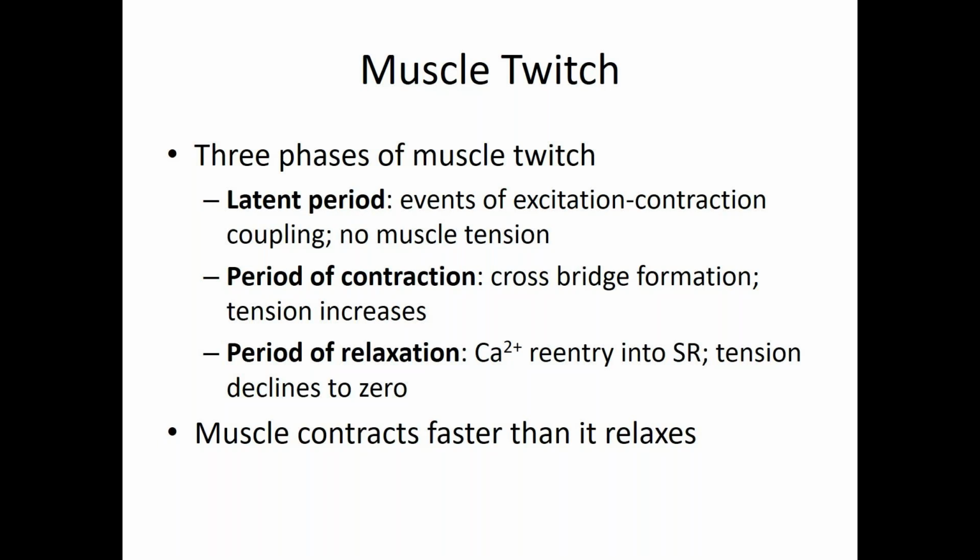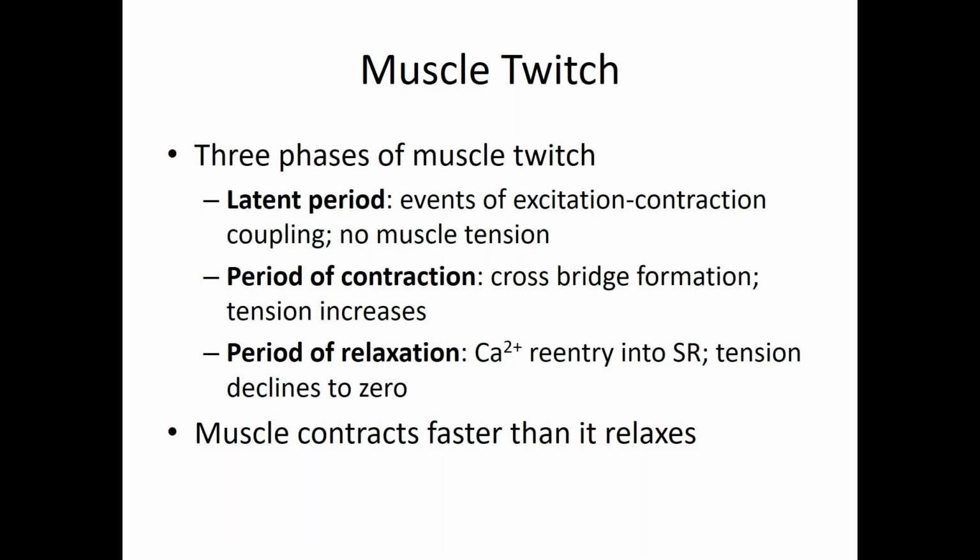Following that period, once we start forming cross bridges, now we're generating force, and so the curve of our myogram is going to go up. That's the period of contraction. We're actively building force. Once we peak out, once we hit our peak force generation for that particular twitch, we're now going to begin slowly relaxing that muscle. Force doesn't immediately fall to zero, it gradually falls to zero. So we enter this period of relaxation.